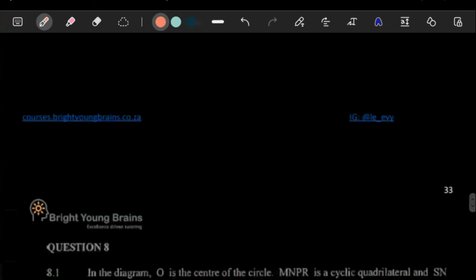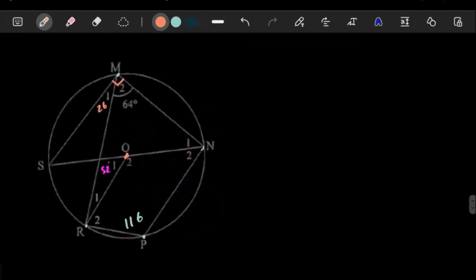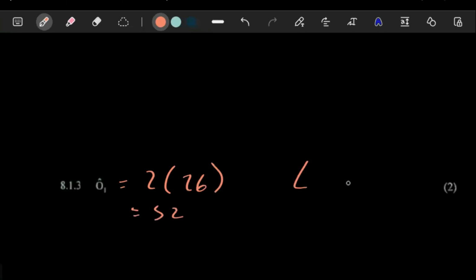The next one, O1. Wow, look at all the angles we actually got. O1, we're going to say it's double 26, which is equal to 52. The reason is angle at center of circle. So this portion is very simple, 3 marks.